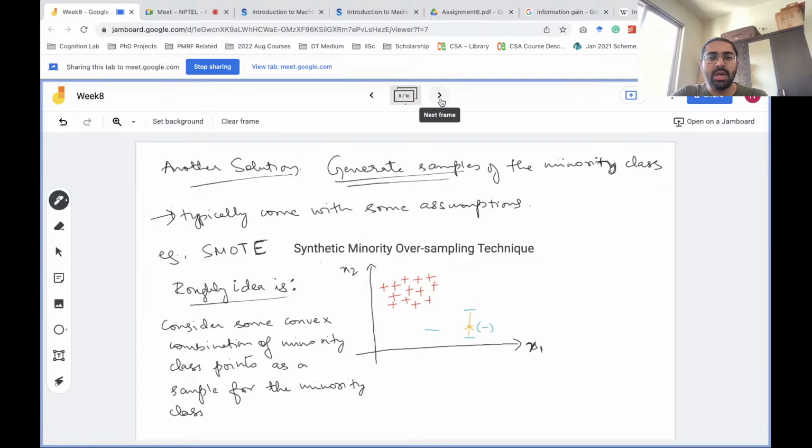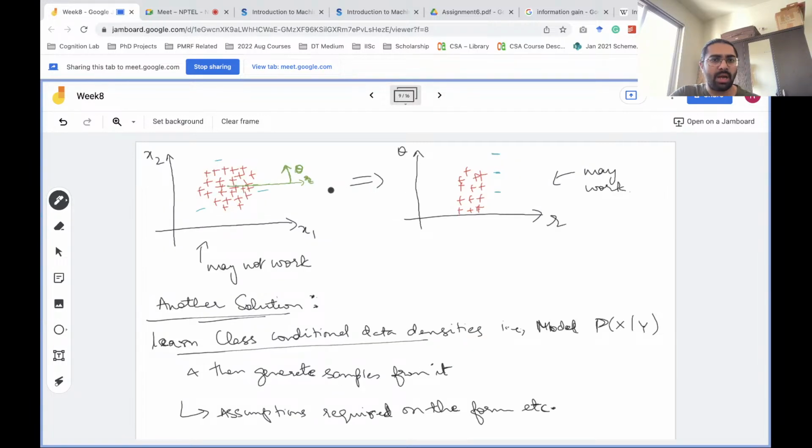For example, let's say all my positive class are clustered in the center, and I have negative classes like this, all around the place. Now if I were to use SMOTE, I will join these two points and generate a negative sample somewhere in between, which may not be right. So this is one issue.